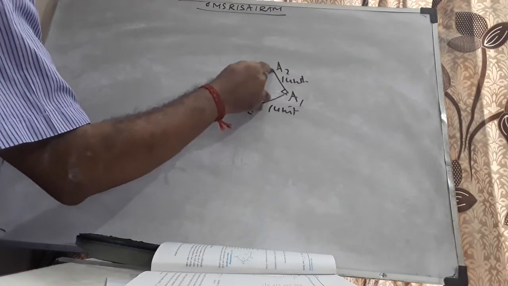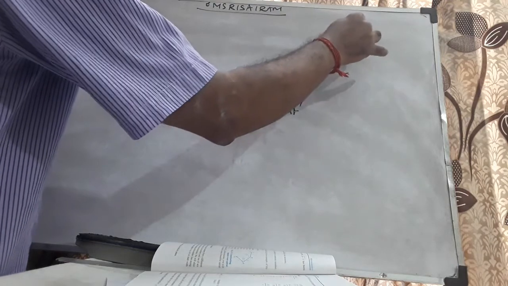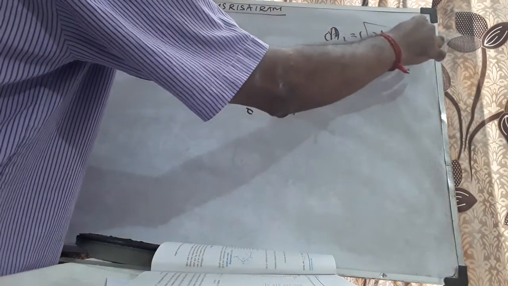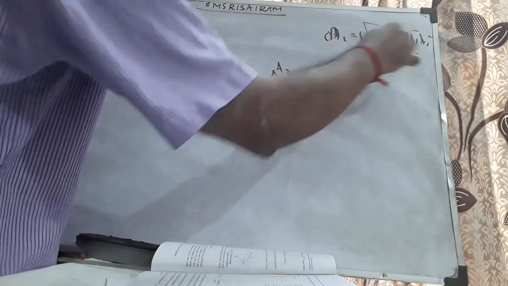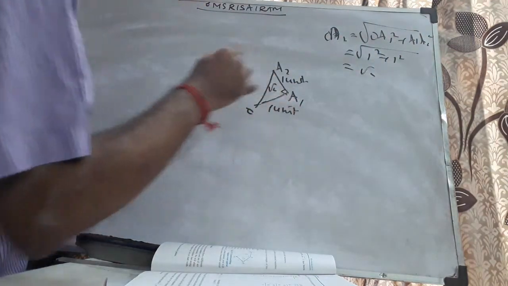Now draw OA2. Now OA2 is equal to root of OA1 square plus A1 A2 square by Pythagoras theorem. This is 1 square plus 1 square. Therefore, this will be root 2.